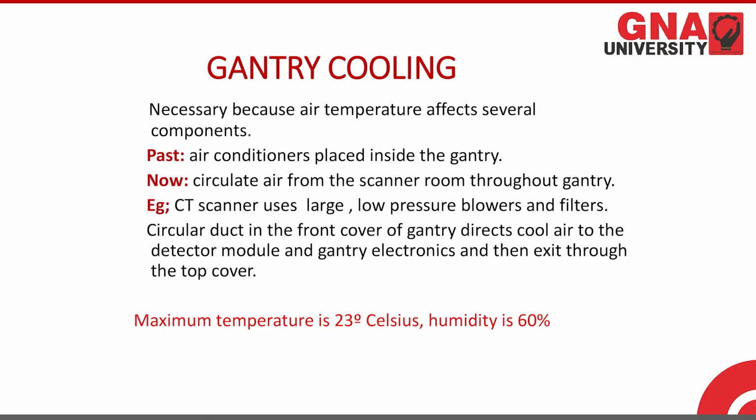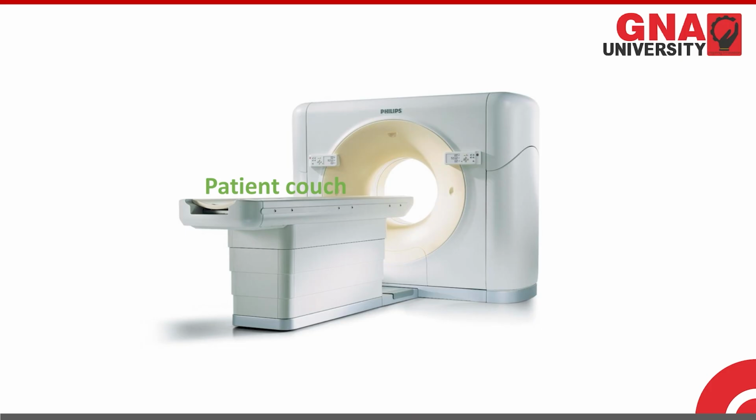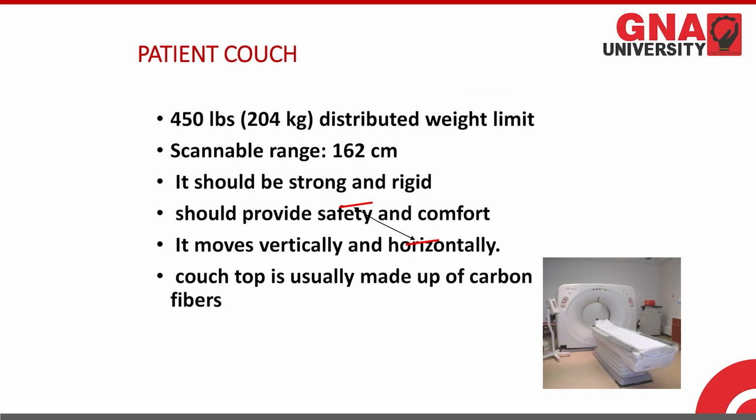So from the imaging system we have discussed the gantry. Now the second major system is the patient couch. The patient couch should have different features, like a weight bearing capacity of 450 lbs or 204 kgs. Scannable range means that from the whole length of the patient couch, the CT scan has the capability of scanning 162 centimeters in a single exposure.